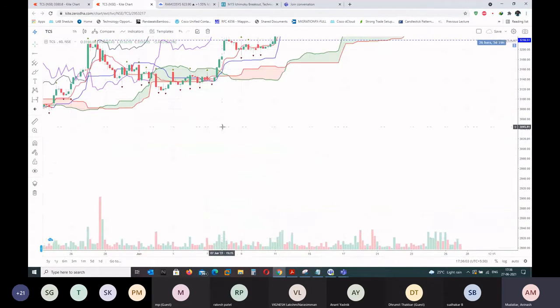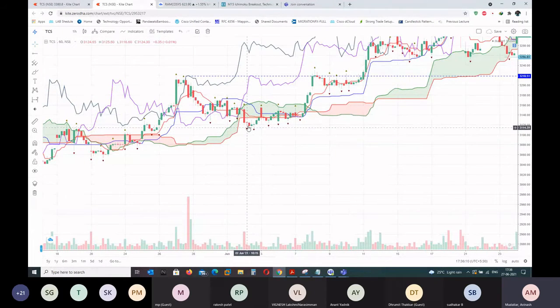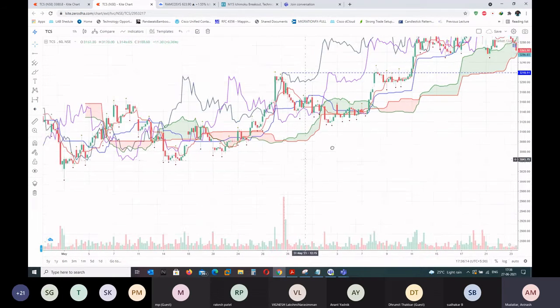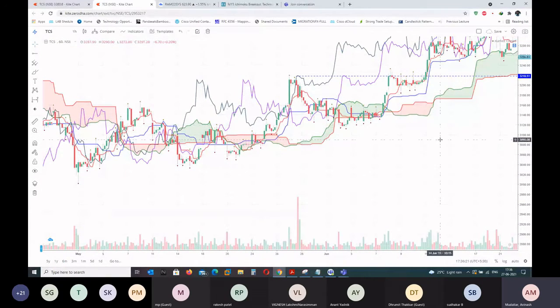Whenever the price is below the cloud, that means the instrument is bearish. So you need to look to sell. You should not buy when it's below the cloud. You can see this is below the cloud, so it's bearish. Likewise, when it's above the cloud, it's bullish.